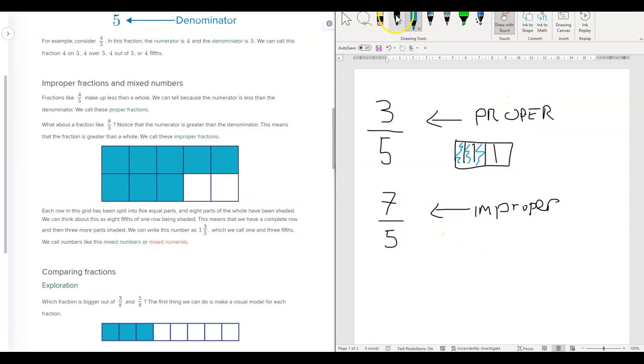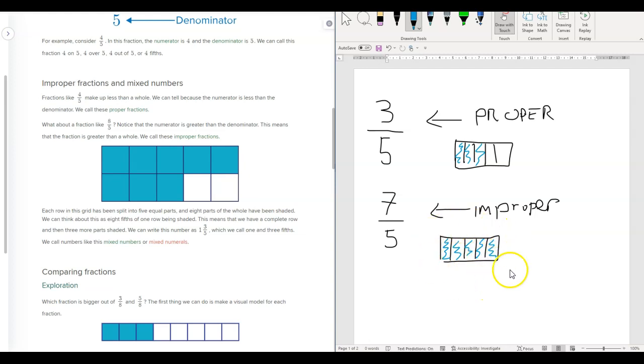But if I look at this version here, I have 7 of 5 pieces. So if I was to draw again a shape, and again divide that into 5 pieces, I'll try and do a little bit better this time. 1, 2, 3, 4, 5, and I try to colour those in. I've got 1 piece of 5, 2 pieces of 5, 3 pieces of 5, 4, 5, but I need 7.